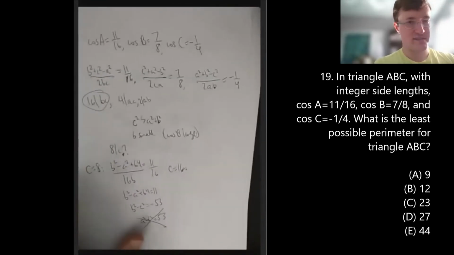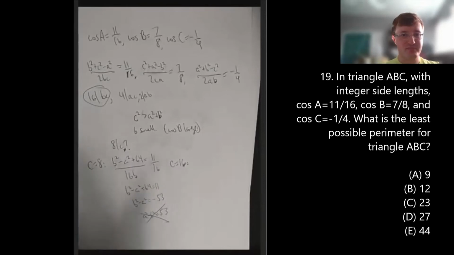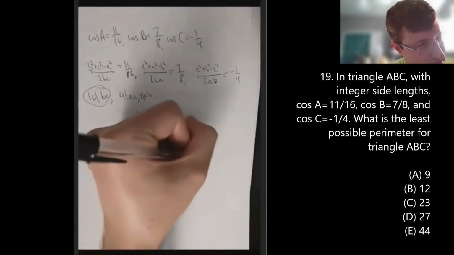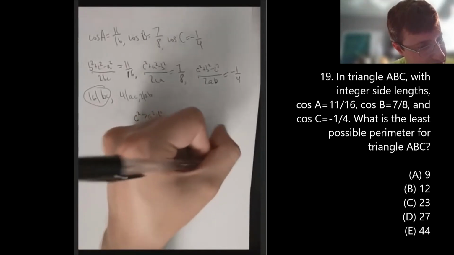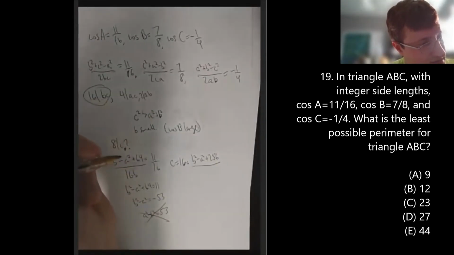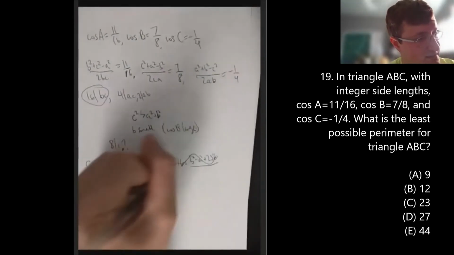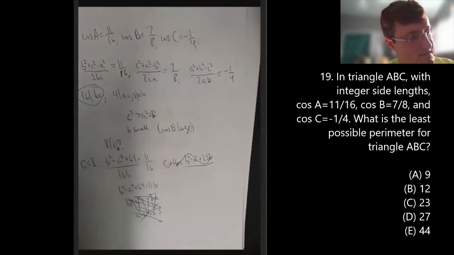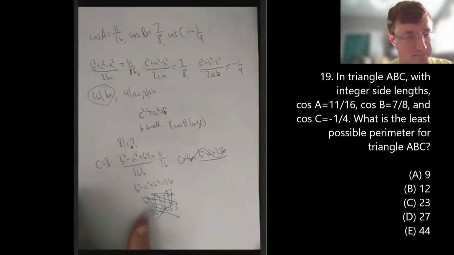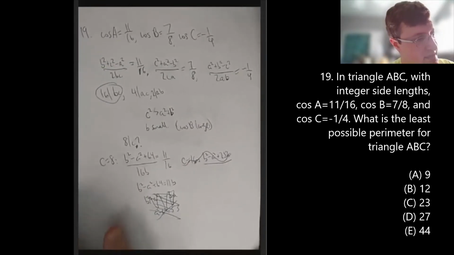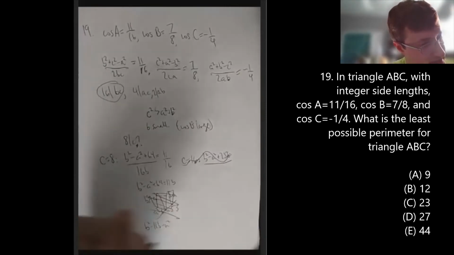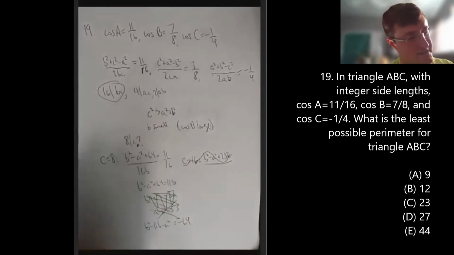Okay, so if C is 16, then b squared minus a squared plus 256 over, oh wait, I made a silly mistake. That should be 11b. Okay. So b squared minus 11b minus a squared is minus 64.